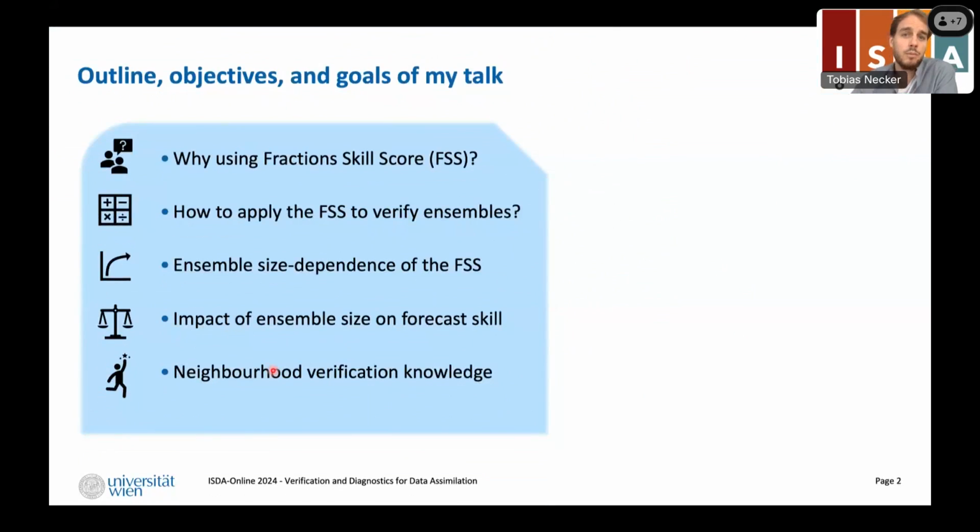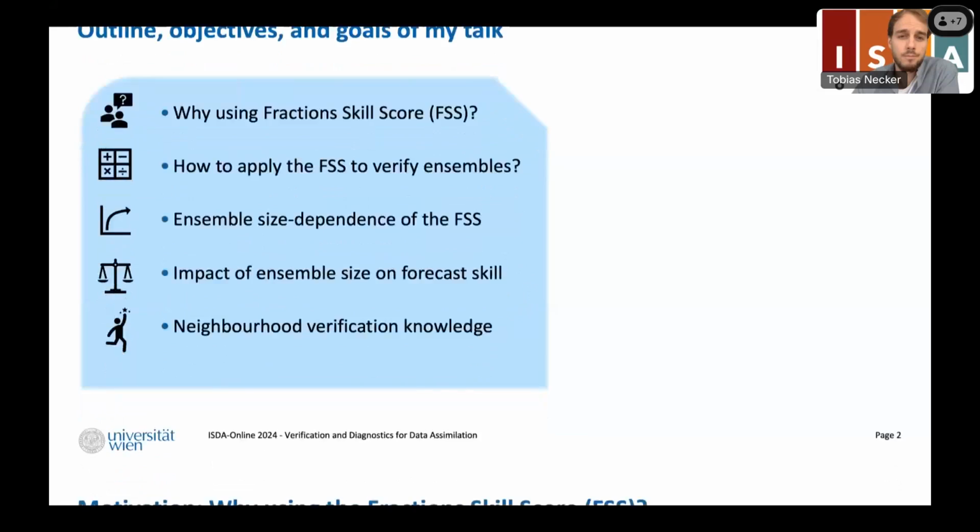So the objectives of my talk are the following. I will explain why you might be interested in using the fractional skill score. I will in detail explain how to compute the FSS for ensembles, and we'll spend quite some time to discuss the ensemble size dependence of different FSS approaches. And in the end, if there's some time, I will talk about the impact of ensemble size on forecast skill.